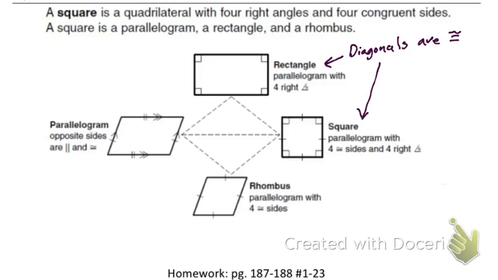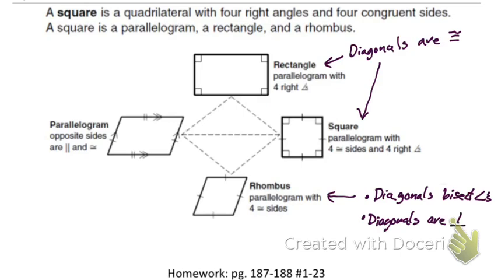For a rhombus, we have a parallelogram with 4 congruent sides. But with a rhombus, we knew 2 things about its diagonals, really. The diagonals bisected angles. And we also learned that diagonals are perpendicular. Which means a square's diagonals bisect the angles, and a square's diagonals are perpendicular. Yeah? Can you draw this picture on the box frame? Sure. I don't see why not.